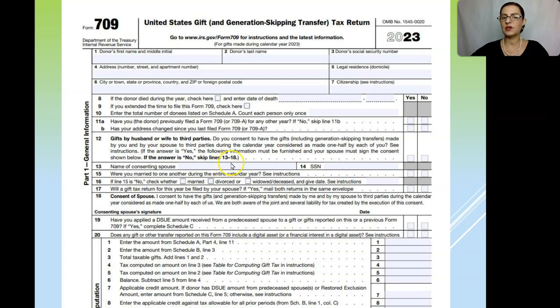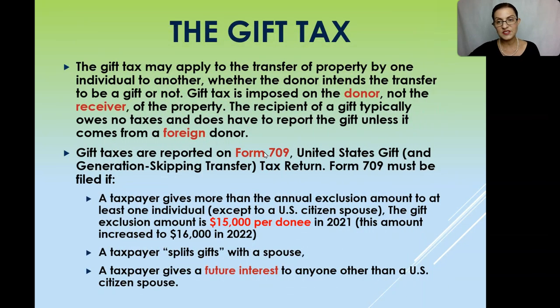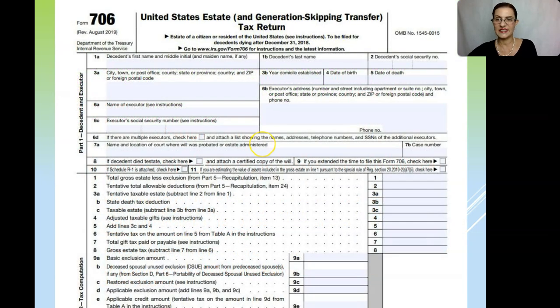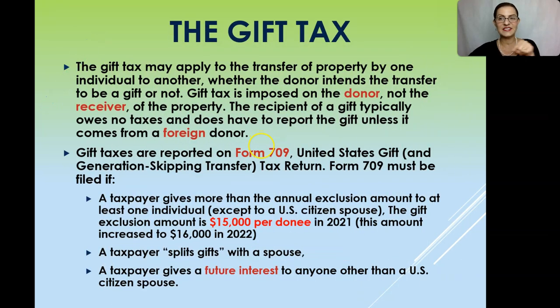Gift taxes are reported on Form 709, United States Gift and Generation Skipping Transfer Tax Return. I think you need to know this form number for the test. So Form 709 is for gifts, and Form 706 is the estate tax return. It's only different by one digit. So 709 is gifts, 706 is estates.